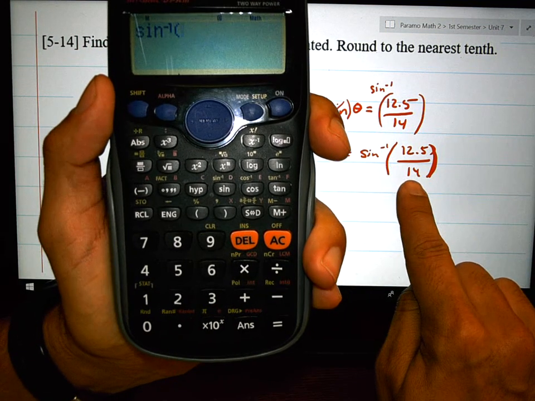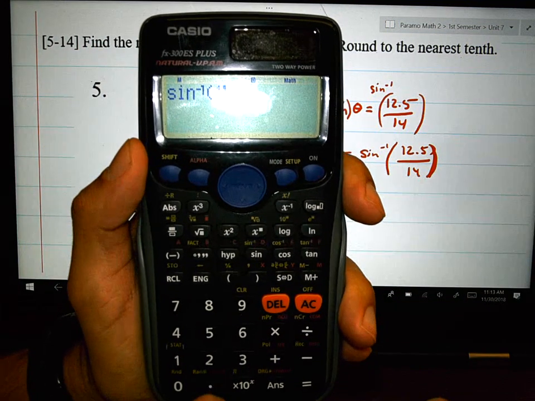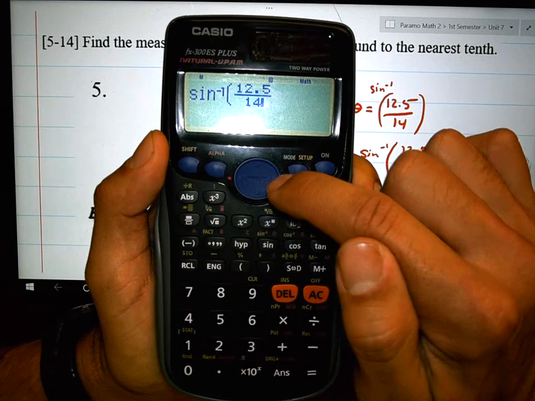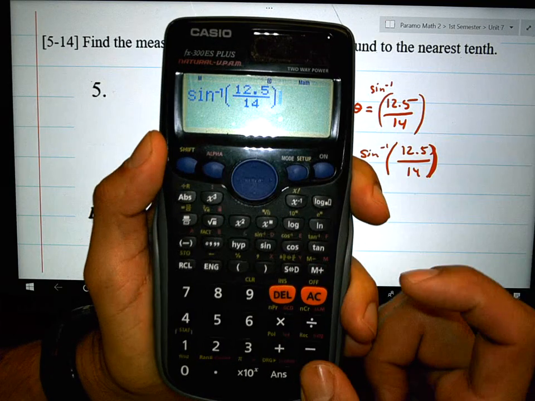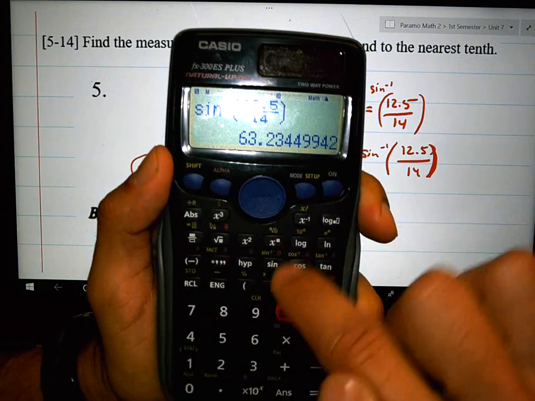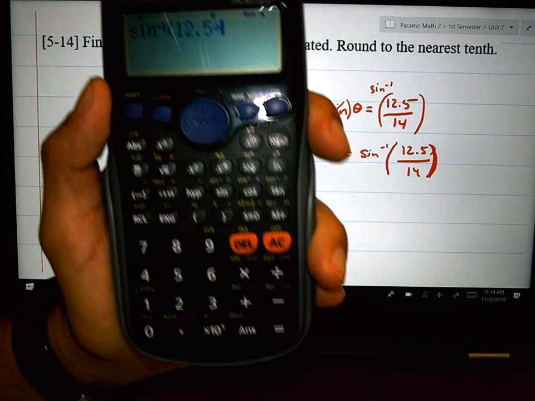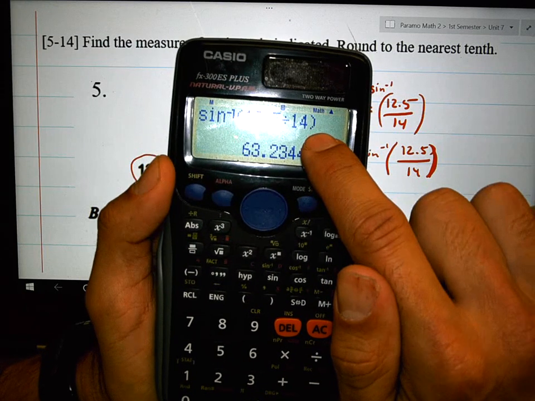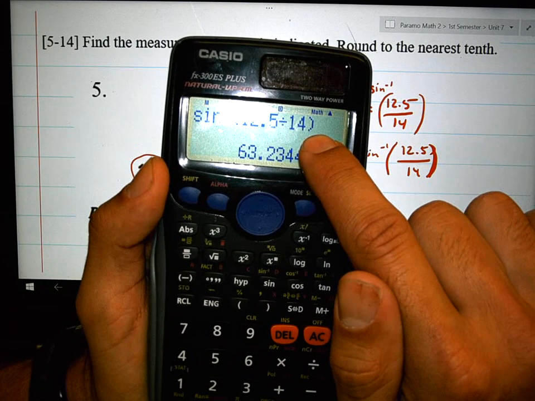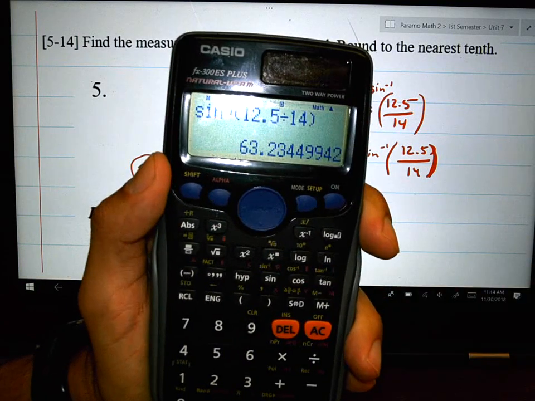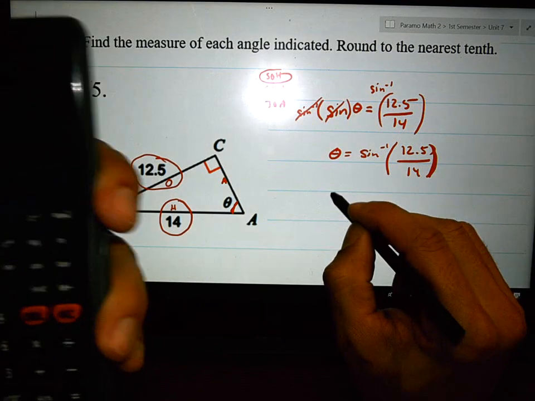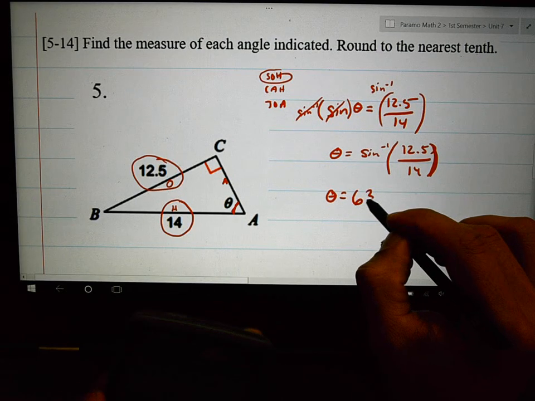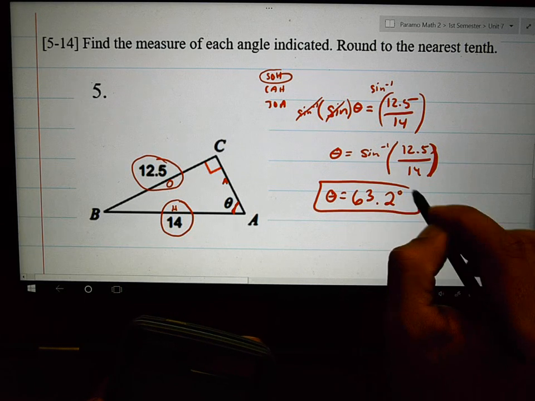You can choose to either do this as the fraction button, 12.5 fraction button, 14. You would have to go to the right and end the parentheses there. Or you can do the inverse sine of 12.5 divided by 14, end of parenthesis. I'm putting that parenthesis in there because some of your calculators will give you an error if you do not put that other parenthesis in the end. So what is my answer? Theta is about equal to 63.2 degrees.